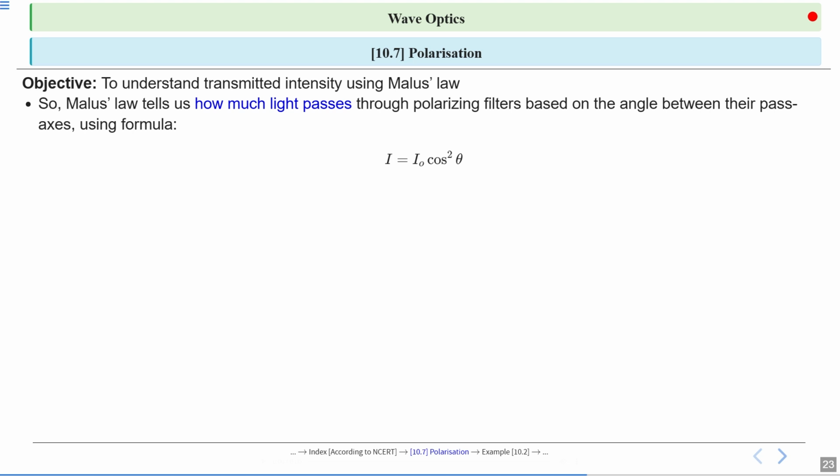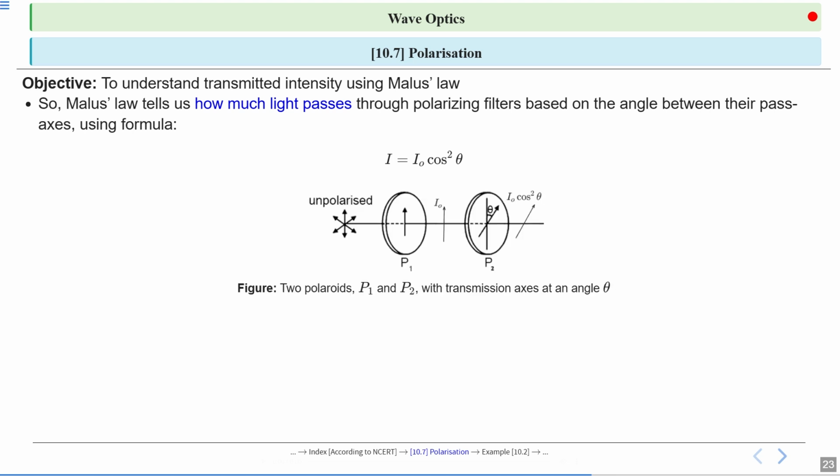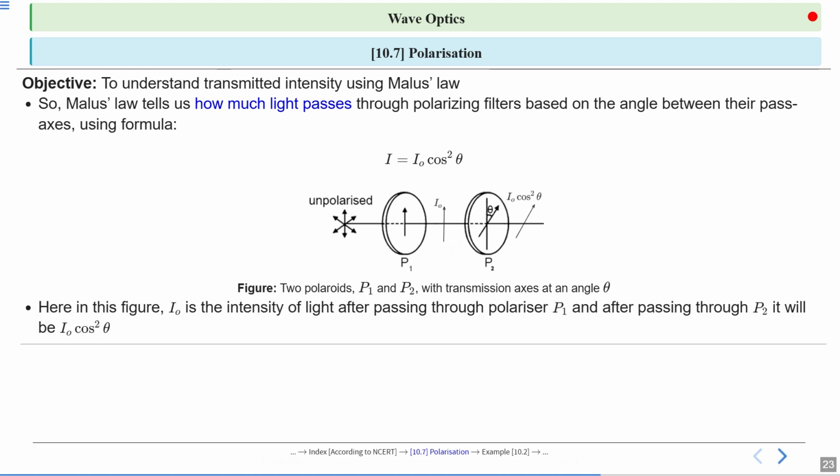I represents the intensity of light after passing through the second Polaroid, that is the analyzer. I naught is the intensity after passing through the first Polaroid, that is the polarizer. And theta is the angle between the transmission axes of the polarizer and analyzer. In this figure, I naught is the intensity of light passing through the polarizer P1, and after passing through P2 it will be I naught cos square theta.